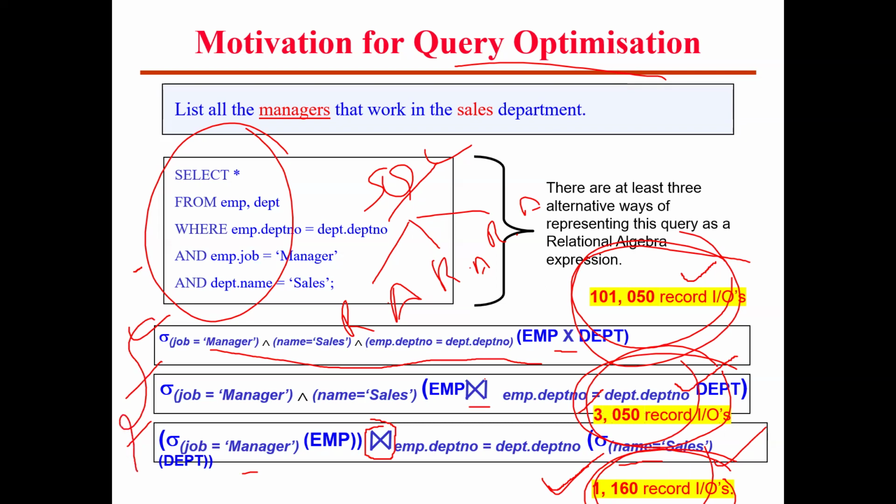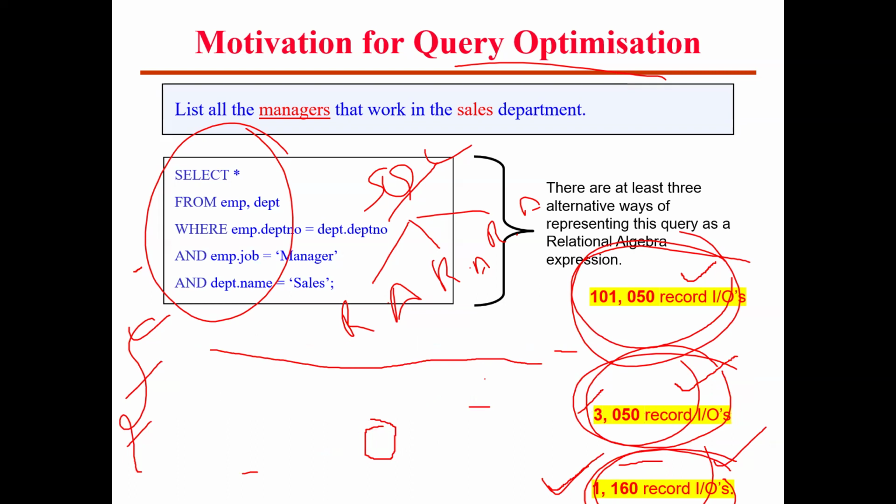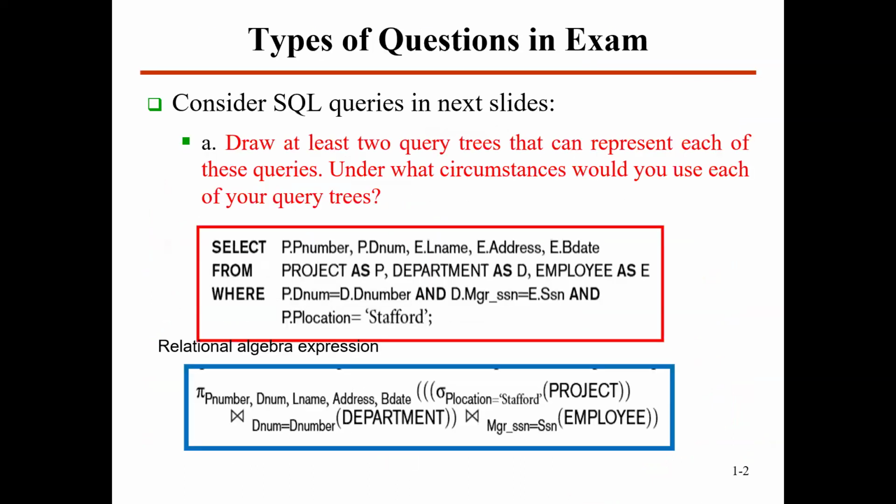So this is our discussion throughout the chapter. Now, with this understanding, can you solve a part of this question? It is asking us to draw at least two query trees. Two query trees will come after the relational algebra. We know how to translate the given SQL into relational algebra.